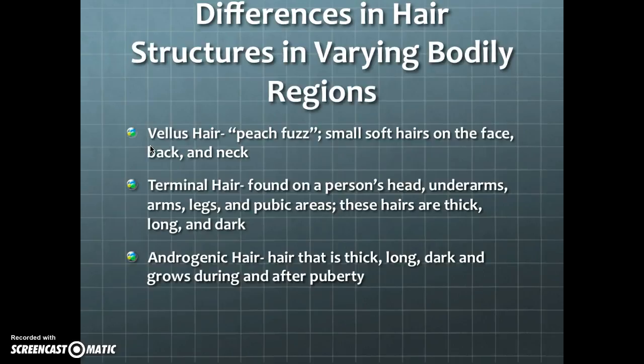Terminal hair is found on a person's head, underarms, legs, arms, and pubic areas, and this hair is thick, long, and dark. And androgenic hair is a subtype of terminal hair which grows during and after puberty. So androgenic hair includes pubic and underarm hair.